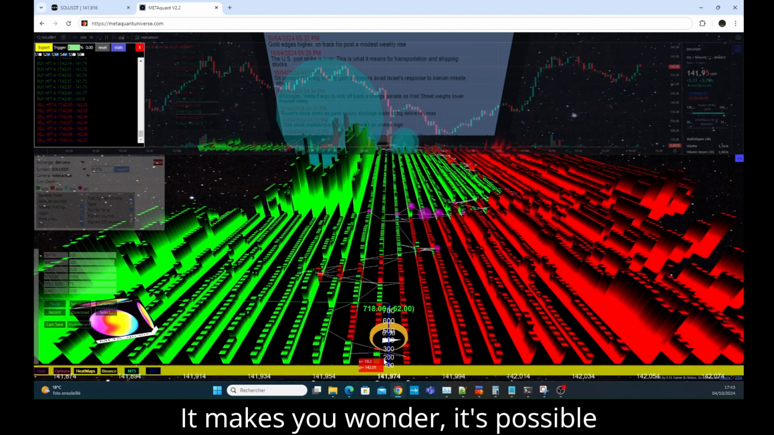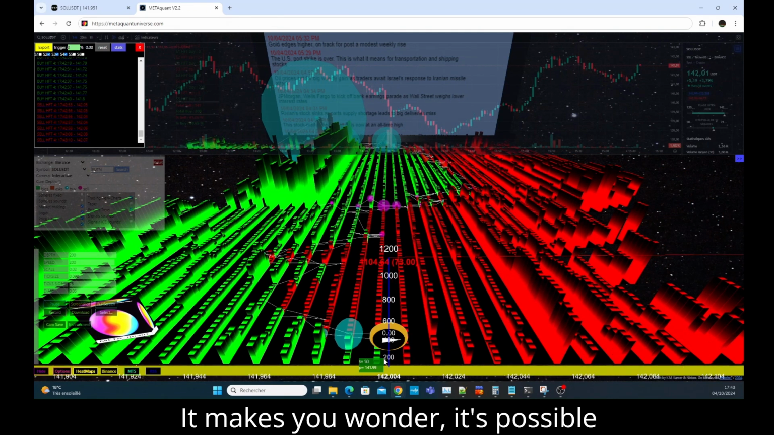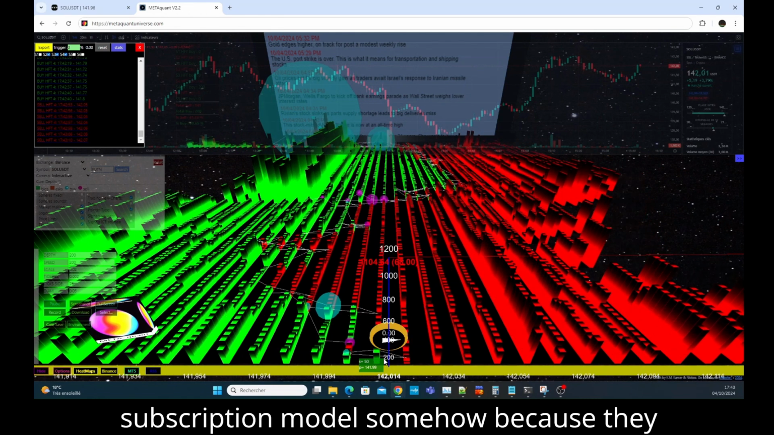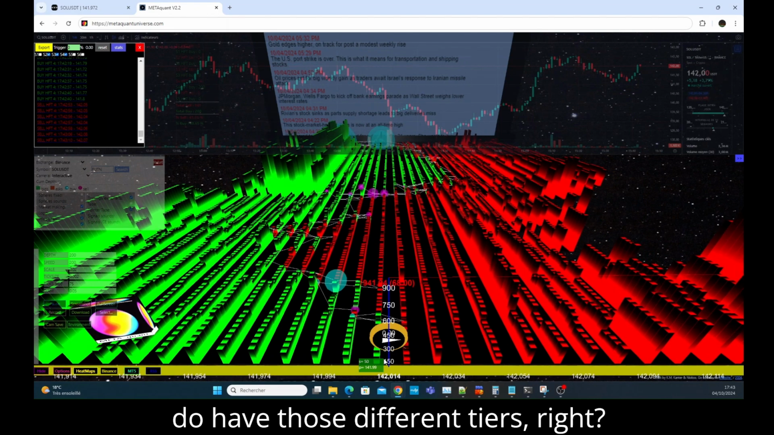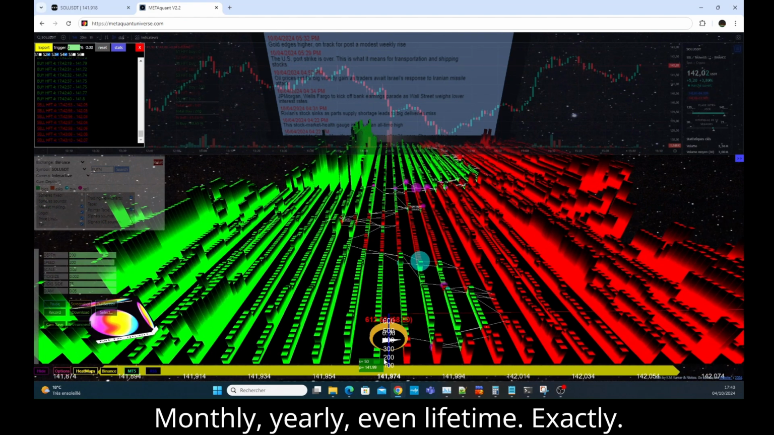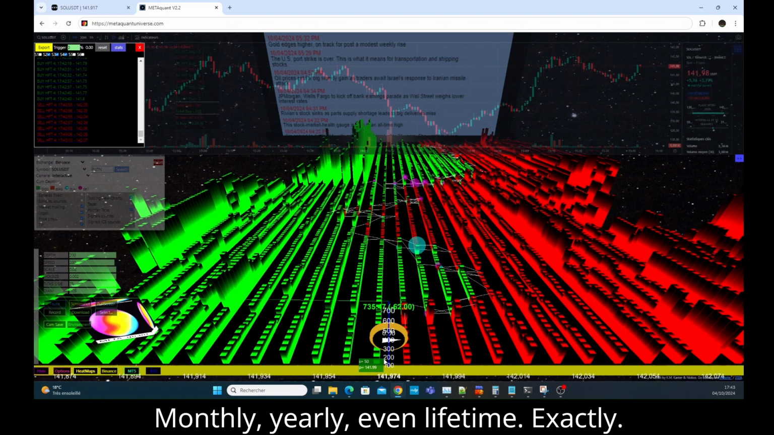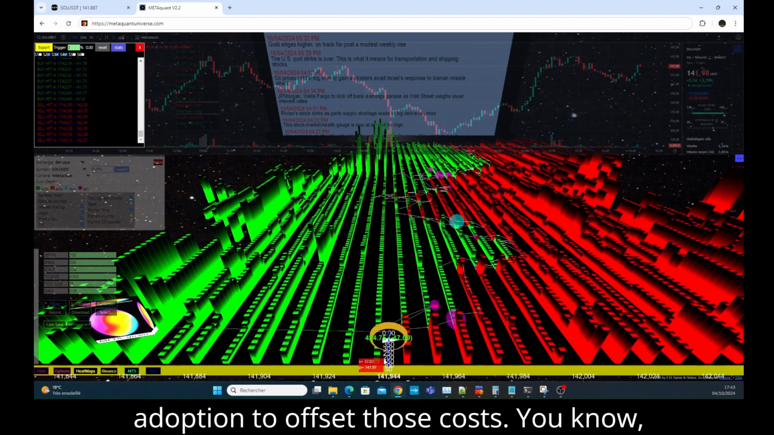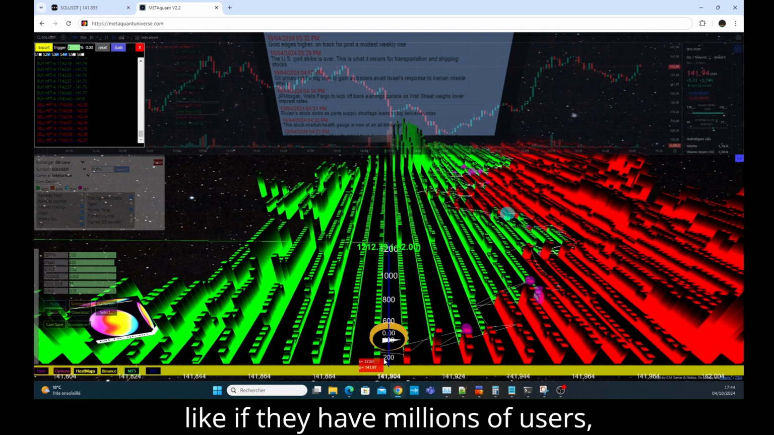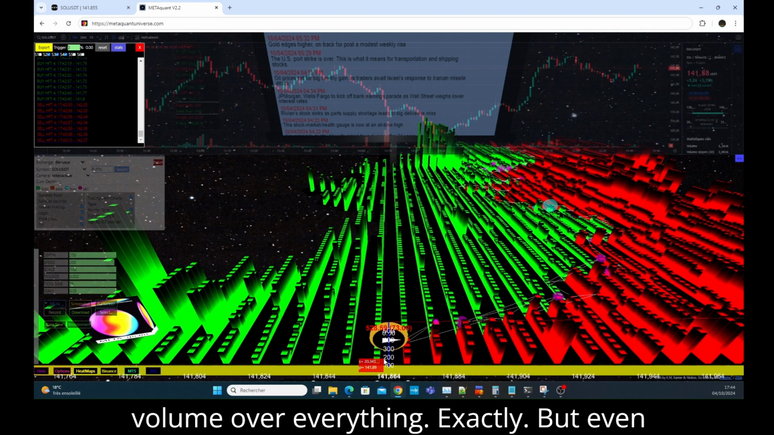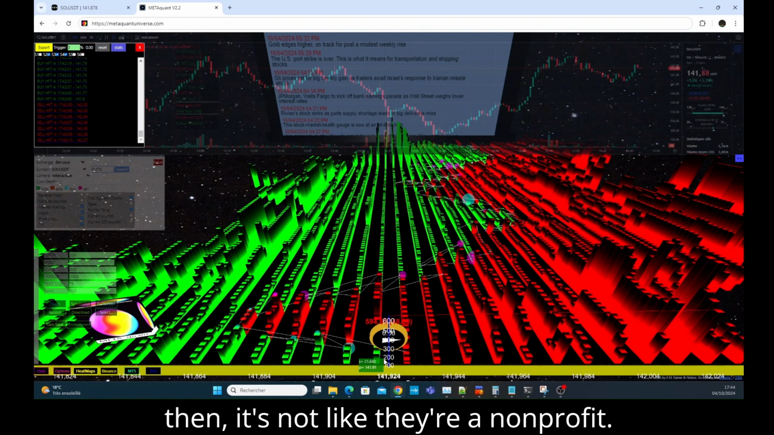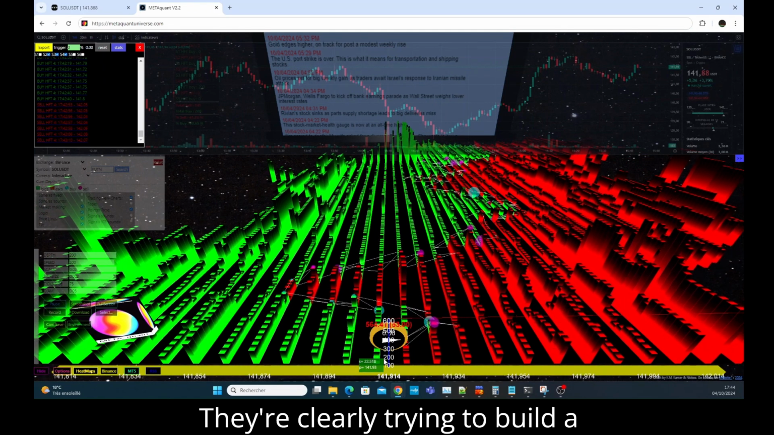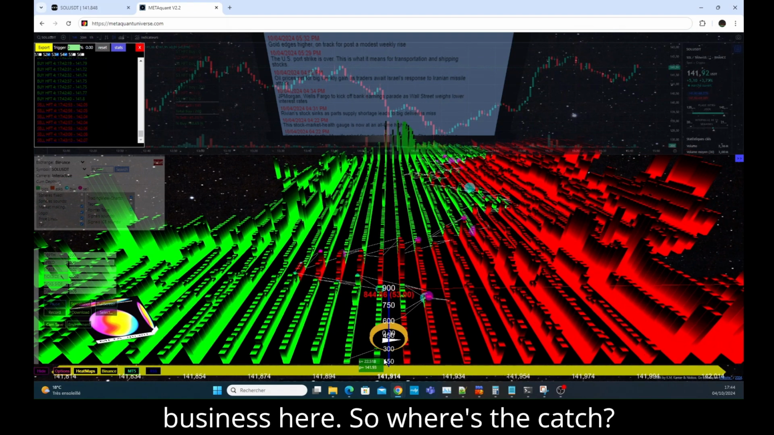Right. It makes you wonder, it's possible those costs are baked into their subscription model somehow. Because they do have those different tiers, right? Monthly, yearly, even lifetime. Exactly. So maybe they're betting on massive adoption to offset those costs, like if they have millions of users. Volume over everything. Exactly. But even then, it's not like they're a nonprofit. They're clearly trying to build a business here. So where's the catch?